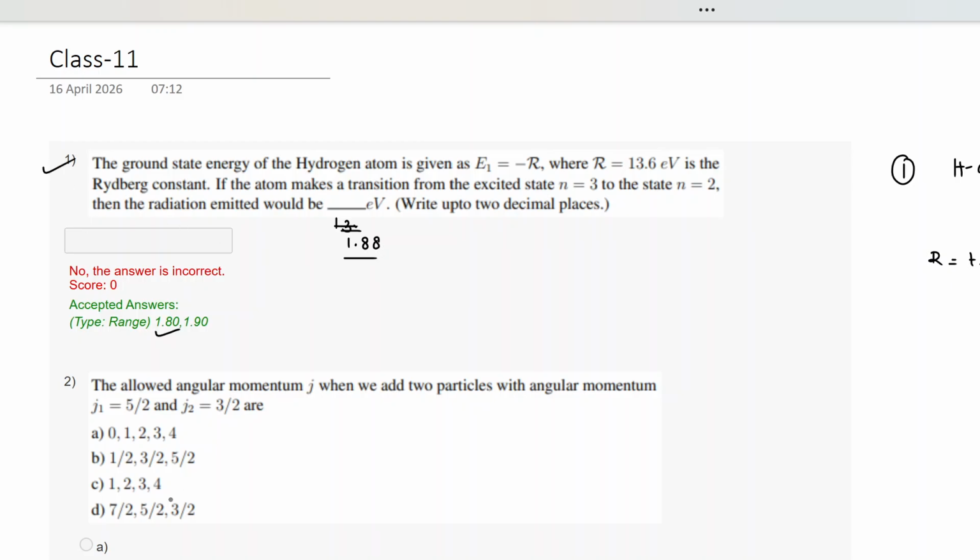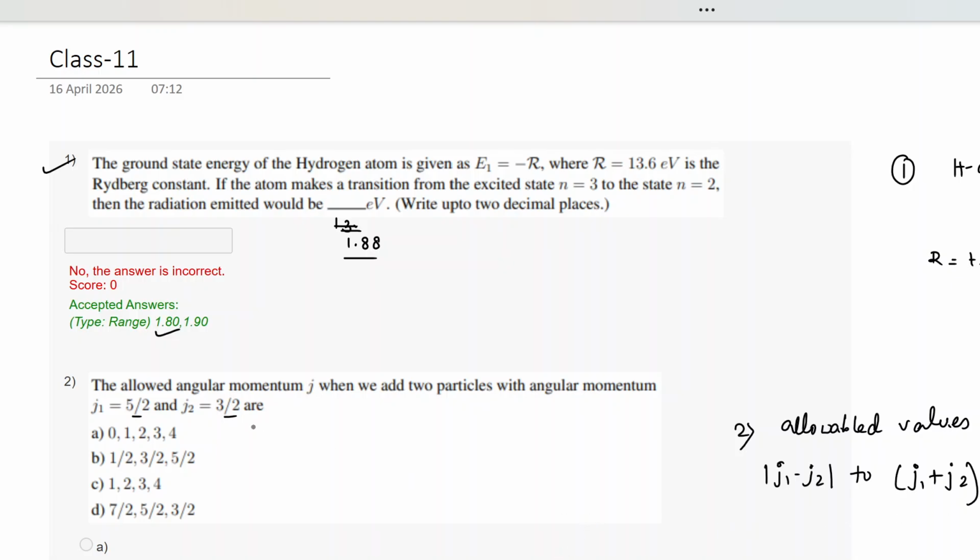So this is done. Then question number 2 is: the allowed angular momentum J when we add two particles with angular momentum J1 and J2, with 5 by 2 and 3 by 2, are what? So here also we can do it: when you add two particles' angular momentum, you know that the allowable values of the net angular momentum of the combination of two particles will be from mod of J1 minus J2 as a minimum up to J1 plus J2 as a maximum.